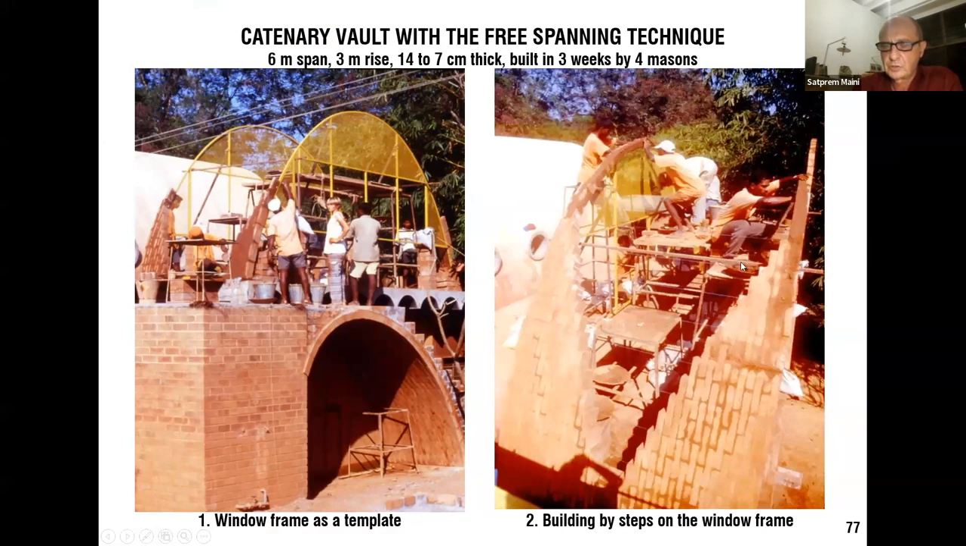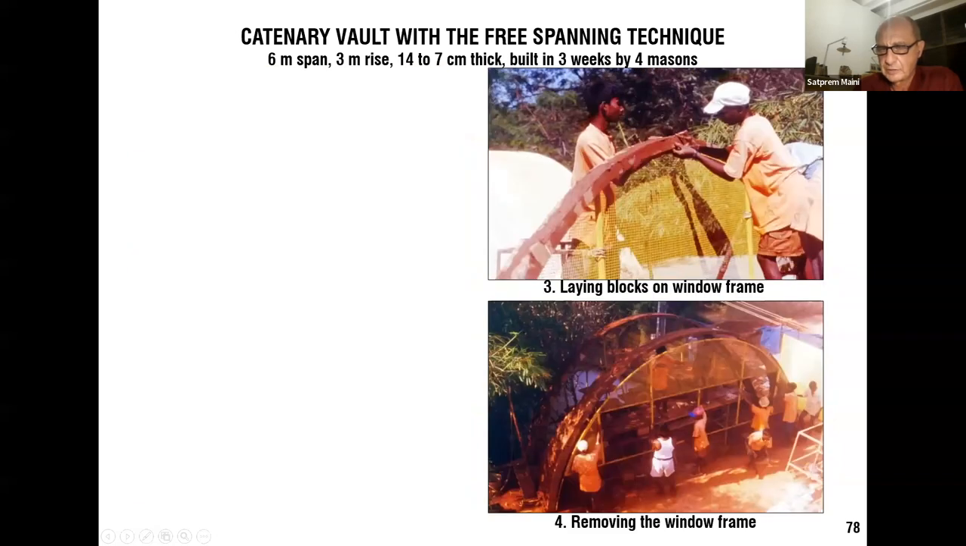Then we close the façade above the window. And after some time, when you have enough width here for the arch, I remove the window frame because it was difficult for the workers to work. Because we need to have enough stability laterally before we move the framework. And then we go on with free spanning technique.